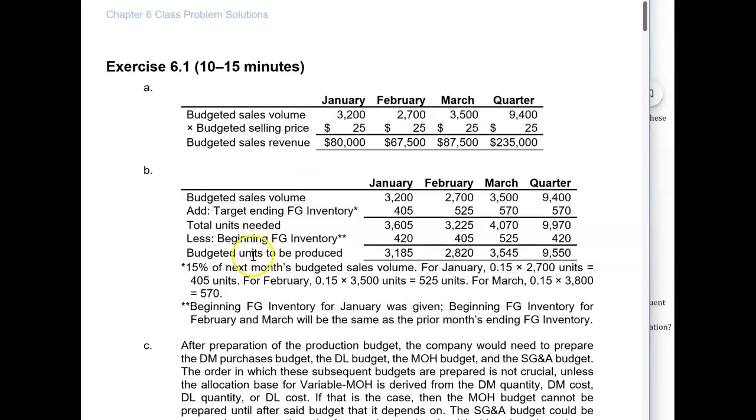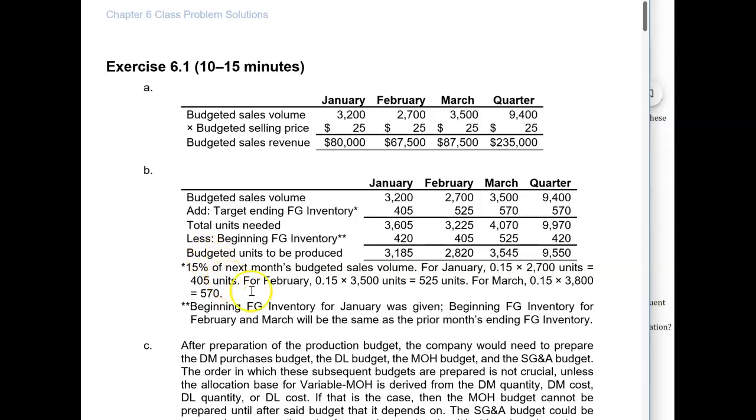So let's look at the formula here first. I've got our budgeted sales volumes. This is in units, right? Budgeted sales volume. Add the target ending inventory. Gives us the total units needed. Okay. Less beginning inventory. That number was given to us. And there's our budgeted units to be produced.